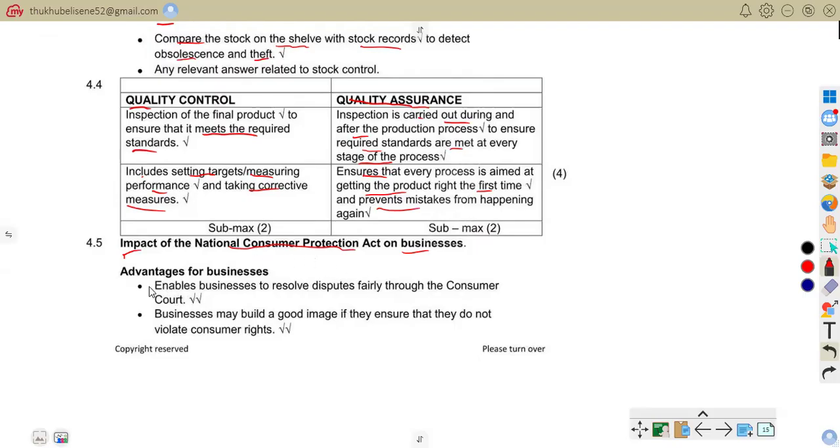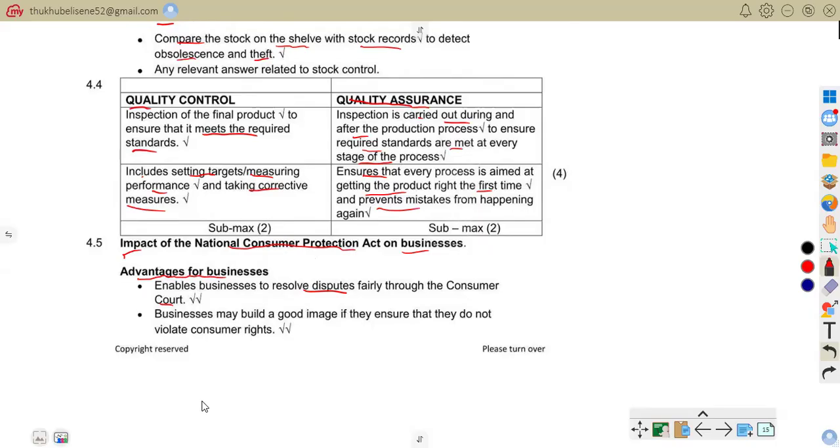Starting with the advantages for business of the Consumer Protection Act, it enables business to resolve disputes fairly through a consumer court. So we're talking about resolving disputes fairly through consumer court. Business can settle complaints legally. For example, a customer complaint is resolved without going to high court.